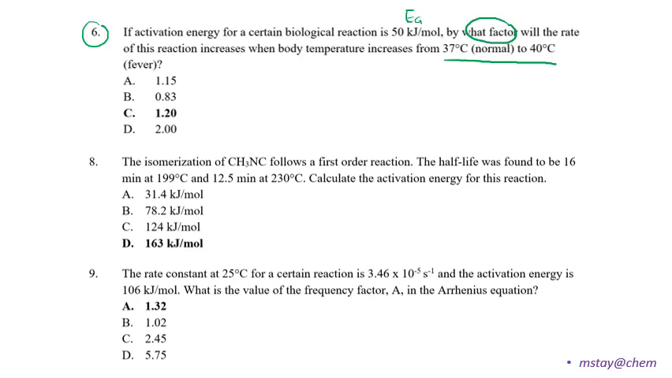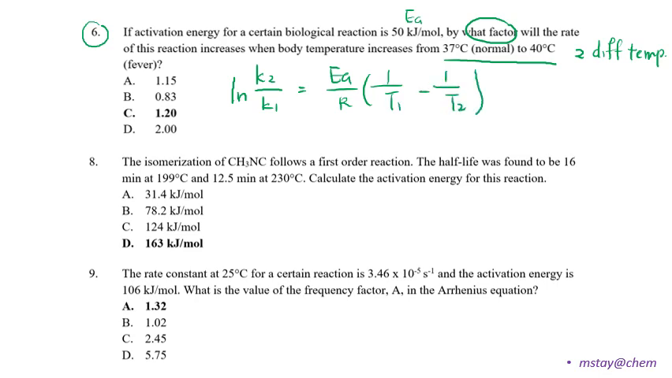So again, when we look at here, there are two different temperatures. So basically, we know we are going to use the formula ln K2 over K1 equal to EA over R, 1 over T1 minus 1 over T2. In this question, R we know, T1, T2 we also have, and the EA is given, 50 kilojoule. EA is given. What factor will the rate increase?